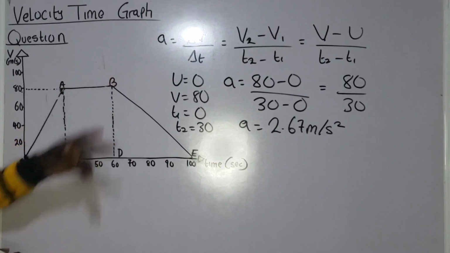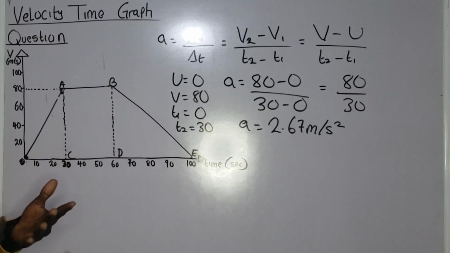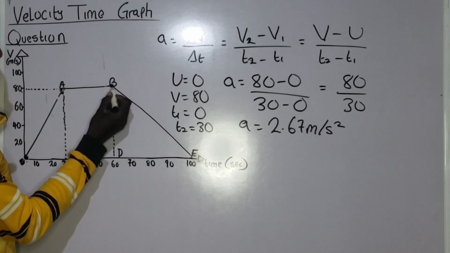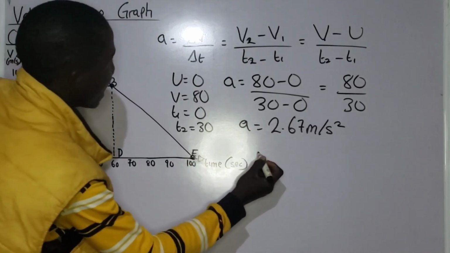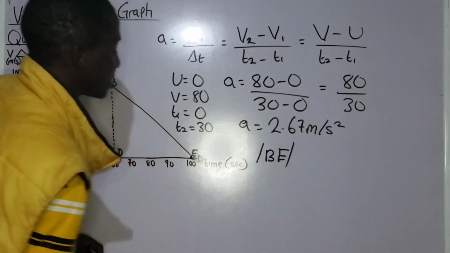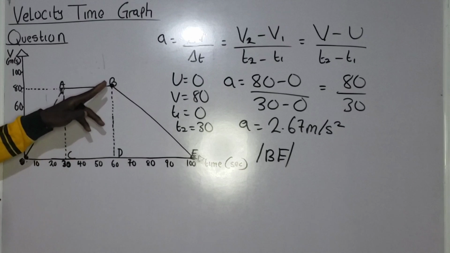So in order to calculate the retardation or deceleration, we're going to make use of this side. Now, retardation is negative acceleration. Are you paying attention? So this point, please pay attention. This point to this point, that is the retardation. That is line BE. Line BE is the retardation. So in order to determine the retardation, we are still going to make use of change in velocity all over time. You understand?